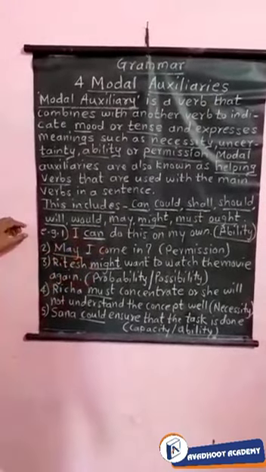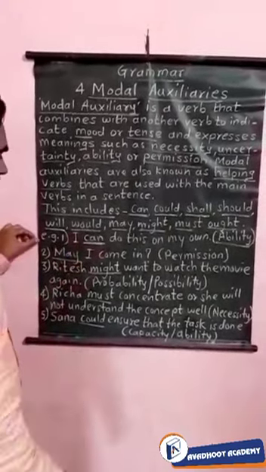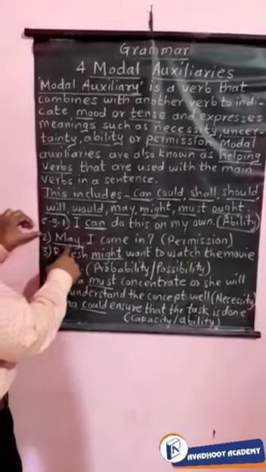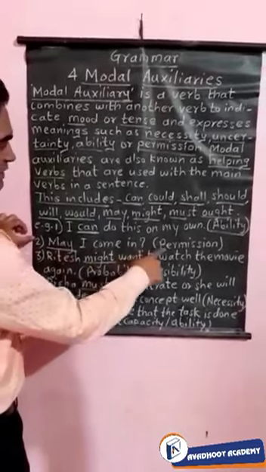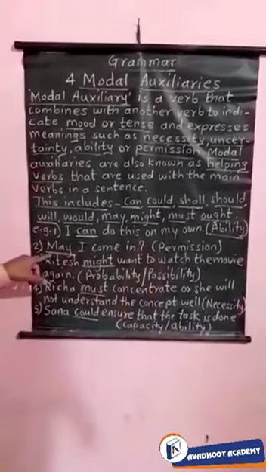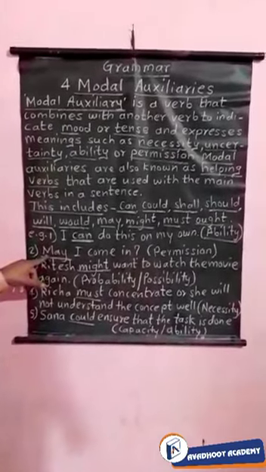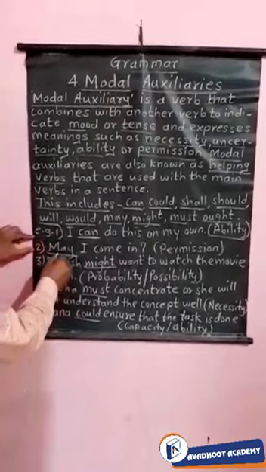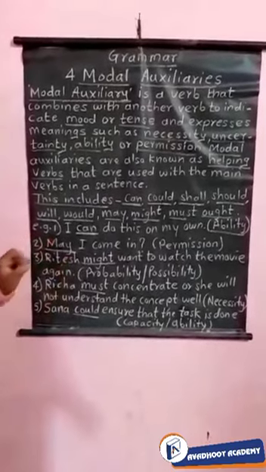Next one: May I come in, sir? May is the modal auxiliary. So what does it express in that sentence? It expresses permission. When we are entering the class or entering the office, at that time we ask with the word may: May I come in, sir? May I come in, madam? So that time the word may expresses permission.